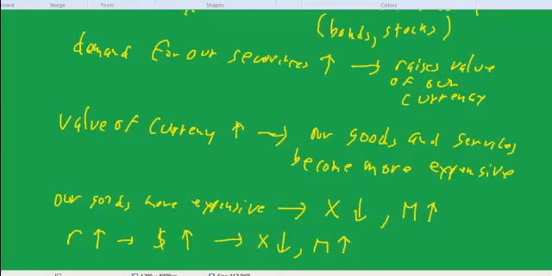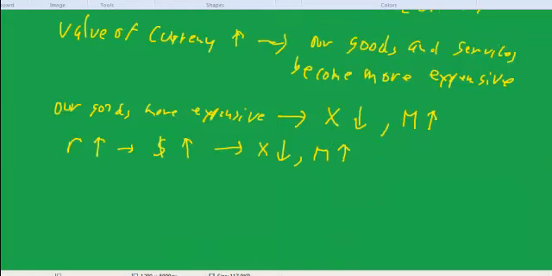So overall, when interest rates go up, we have investment going down. We explained that before because it raised the opportunity cost of buying capital goods. And we have exports down and imports up.